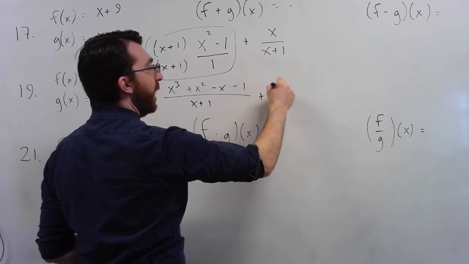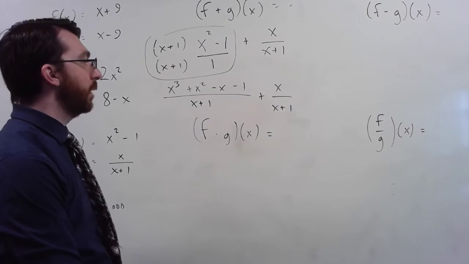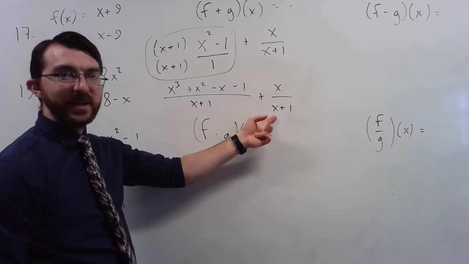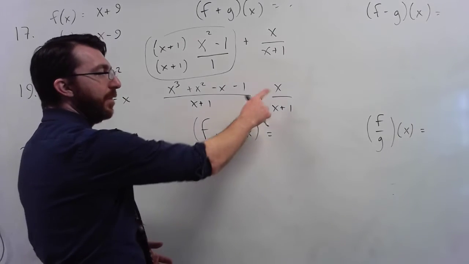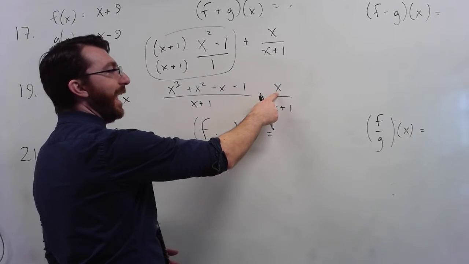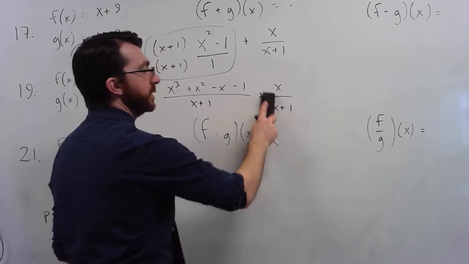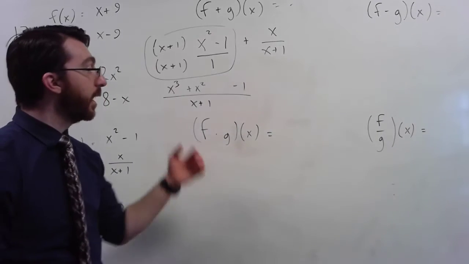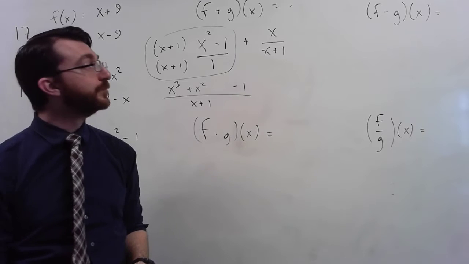Add to that x over x plus 1. Okay, well, when you add fractions that have the same denominator, you just have to add the numerators and keep the denominator. And so this x is going to cancel out that one. And so that means that I can just do that, and there's the answer. X cubed plus x squared minus 1 all over x plus 1.